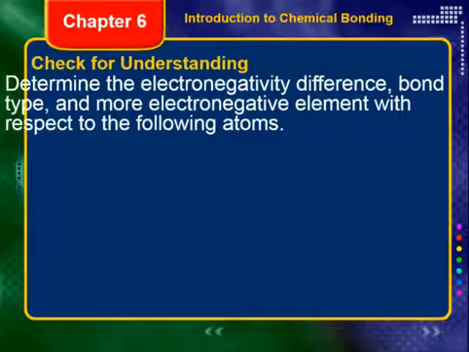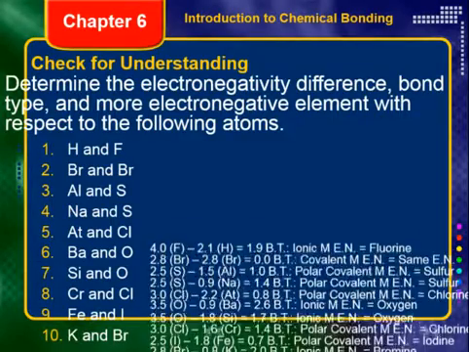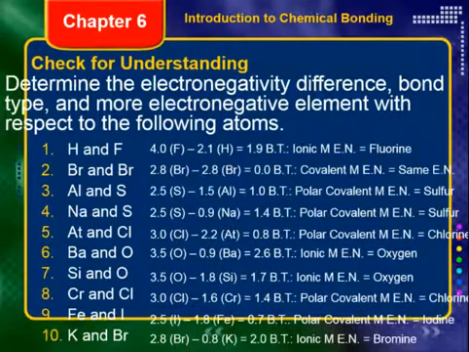Now I have a whole bunch of examples for you to take down. You don't have to take down all 10. You can practice if you want to, but get down maybe 3 or 4 of these, and that's really all you need, because if you can do it just a few times, you can do it forever. Determine the electronegativity difference, the bond type, and identify the more electronegative element for the following atoms. We have 10 examples here, and here are your answers, and I'll talk through a couple.